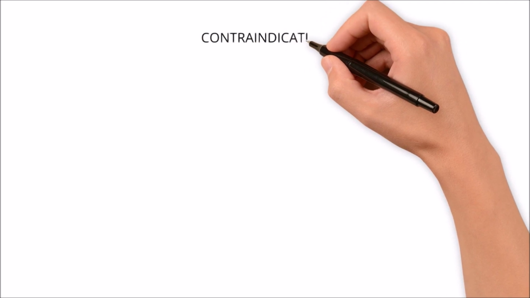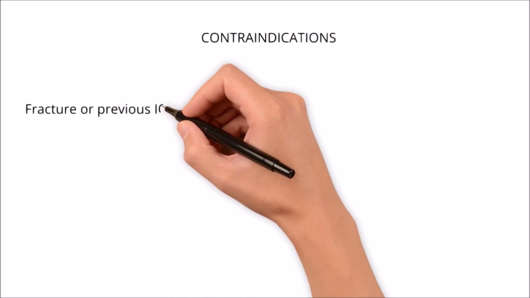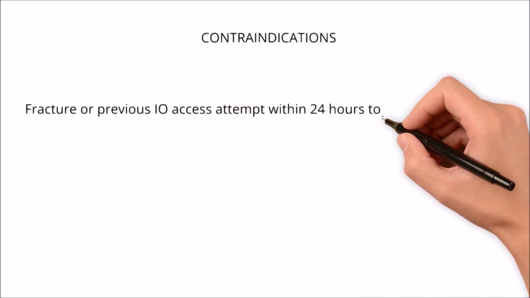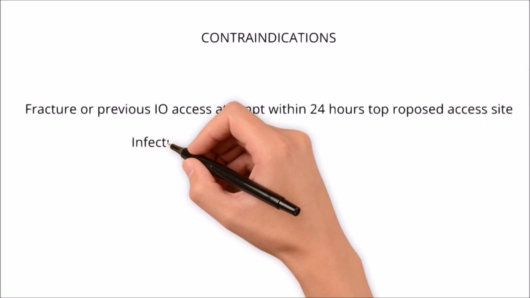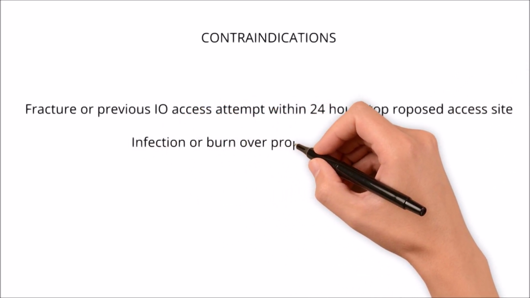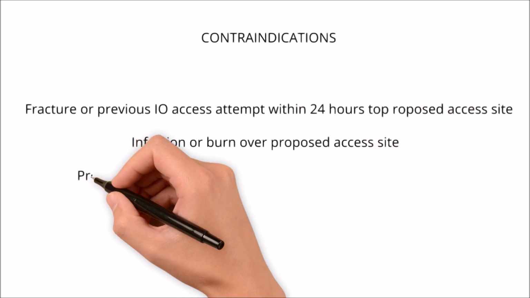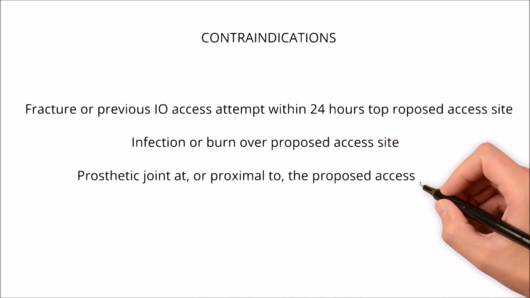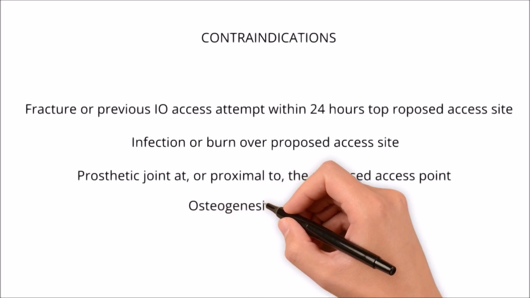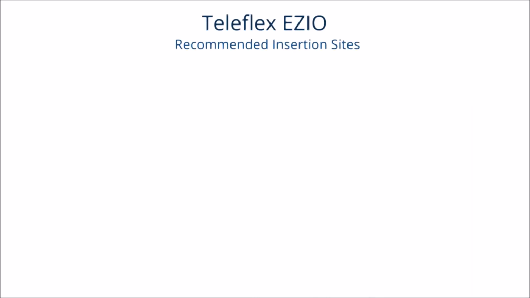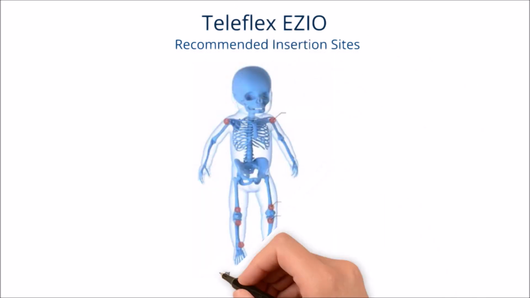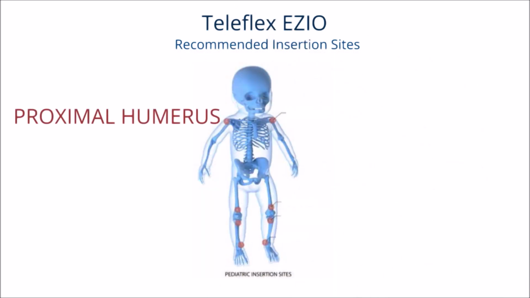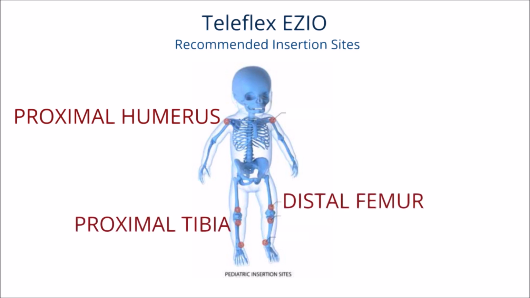Contraindications include fracture or previous IO access attempt within 24 hours to proposed access site, infection or burn over proposed access site, prosthetic joint at or proximal to the proposed access point, and osteogenesis imperfecta. The Teleflex EZ-IO has 4 recommended insertion sites: proximal humerus, distal femur, proximal tibia, and distal tibia.